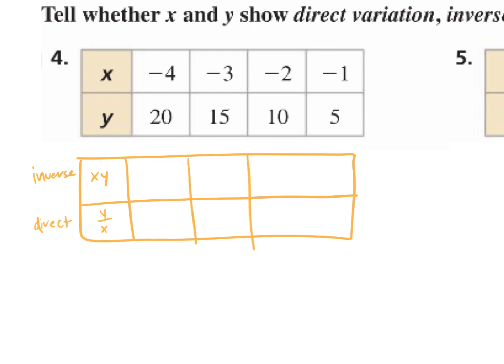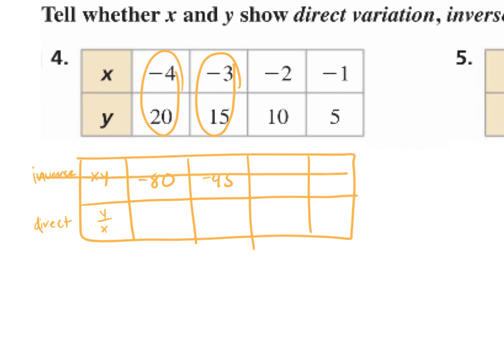So let's multiply first. Negative 4 times 20, negative 80. Negative 3 times 15, negative 45. Is it going to be inverse? No, so we could stop there. If you want to, keep making the whole table. But save yourself some time. If it doesn't match up and you know that you did the math right, you could stop.